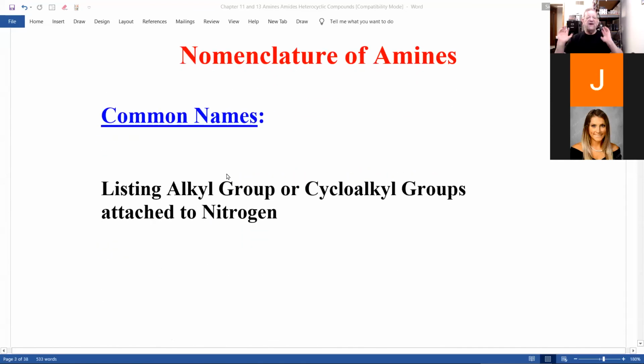Now, good news. I'm not going to go through the IUPAC nomenclature of amines. Yes, I do know them, but everybody uses common names. And these common names list the alkyl group or the cycloalkyl or the aryl. By the way, benzene on an amine is called the phenyl group when it's a substituent. I should tell you that, but I won't ask you this on a test.